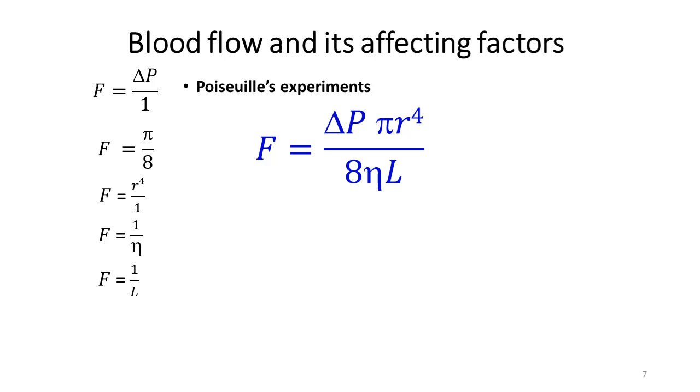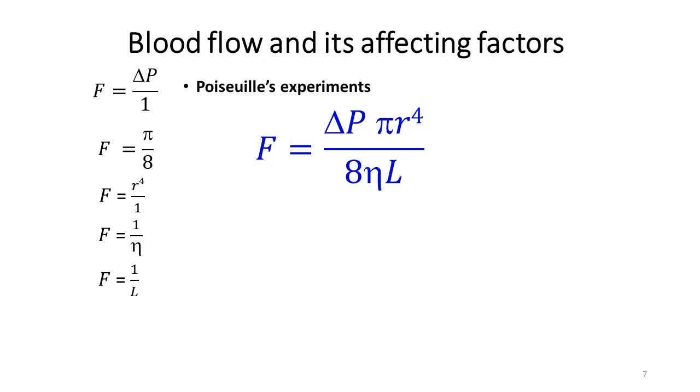In the next experiment, he increased the viscosity of the fluid, and he found that increasing the viscosity of the fluid reduces the blood flow by the same proportion. For example, if the viscosity is doubled, the flow is halved. And also the length: the length has a reverse relation with flow. If the length of the vessel is increased fourfold, the flow is reduced fourfold too.